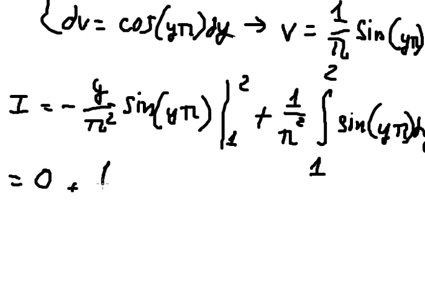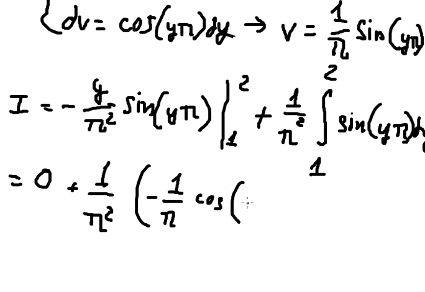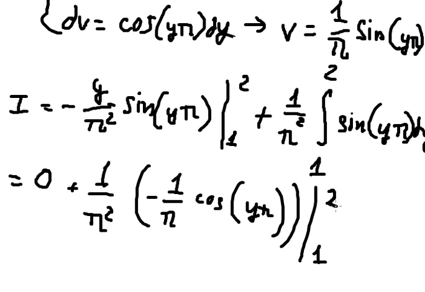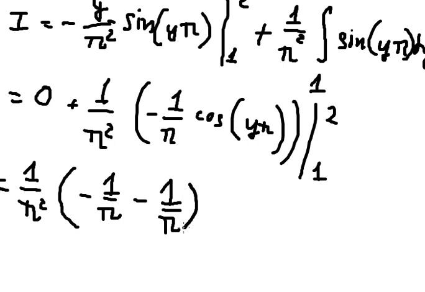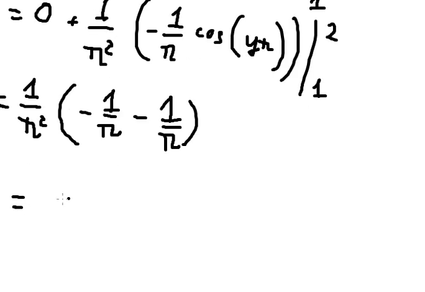Now for the next one, the integration of sine of yb is 1 over b with the negative cosine of yb. So we put the bounds from 1 to 2. So we put 2 in here, 1 in here. So we have negative 1 over b and negative 1 over b. So we combine this one and we get negative 2 over b to the power of 3.